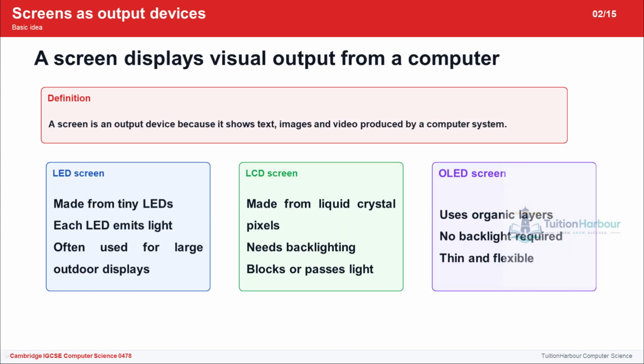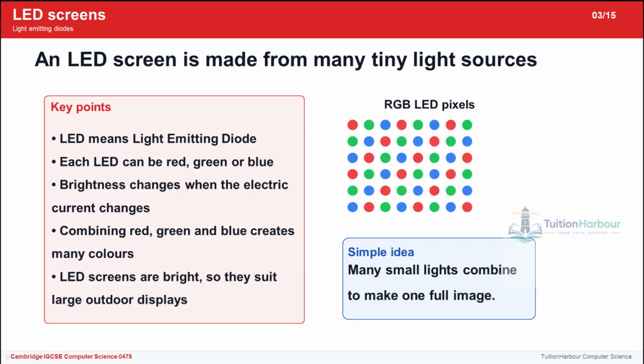Screens as output devices. A screen is an output device because it displays text, images, and video produced by a computer system. An LED screen uses many tiny light-emitting diodes. An LCD screen uses liquid crystals to control light from a backlight. An OLED screen uses organic layers that produce their own light, so it does not need a separate backlight.